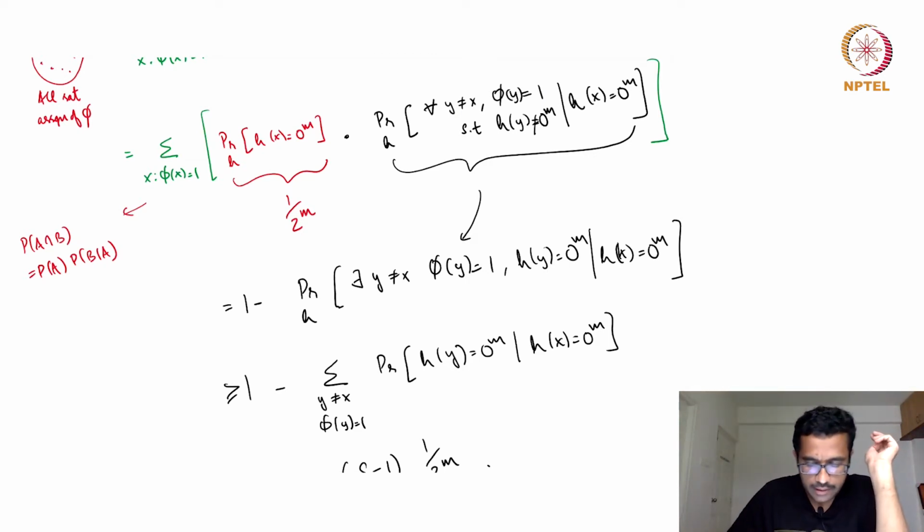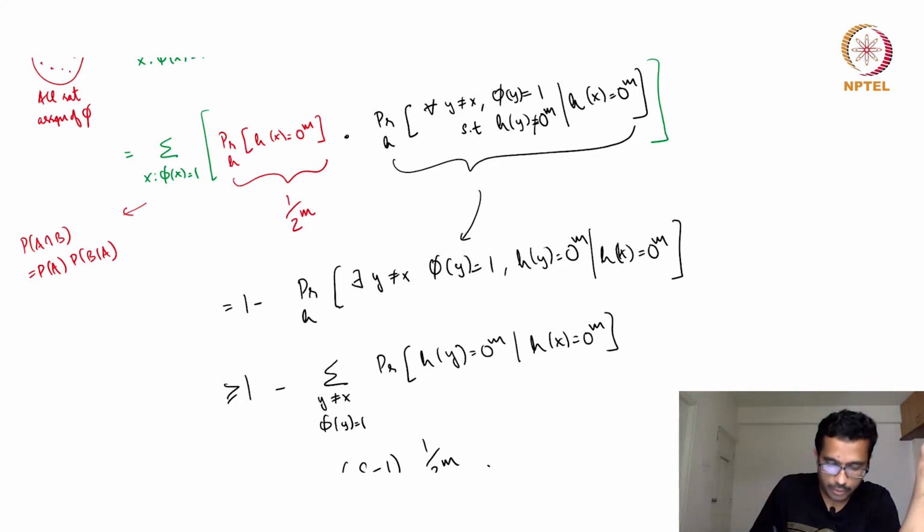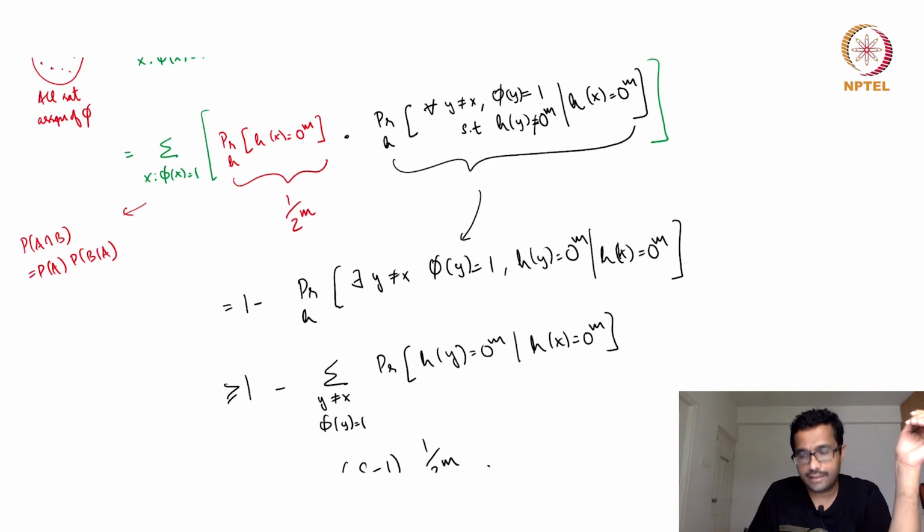So what is the probability that hx is equal to 0? As I said before, hx is a random function. What is the probability that it maps an x into all zeros? It's simply 1 by 2 power m, because there are 2 power m possible outputs. Now we will focus on the black part, the probability that for all the remaining y's that are not x, hy is not all zeros.